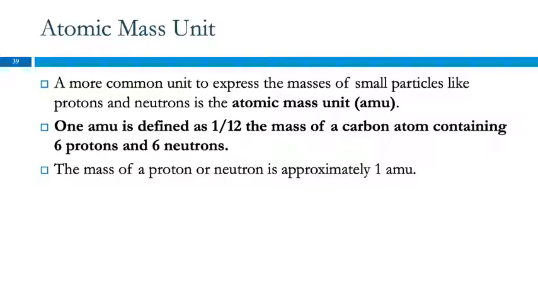An atomic mass unit, abbreviated AMU, not an AMU, which would be some relative of an emu. It's just AMU. It has a strange definition. One atomic mass unit is 1/12 the mass of a carbon atom containing 6 protons and 6 neutrons. So this carbon atom has 6 plus 6, 12 of these large particles, and we're saying that one atomic mass unit is 1/12 the mass. So basically, an atomic mass unit is the mass of a proton or a neutron.